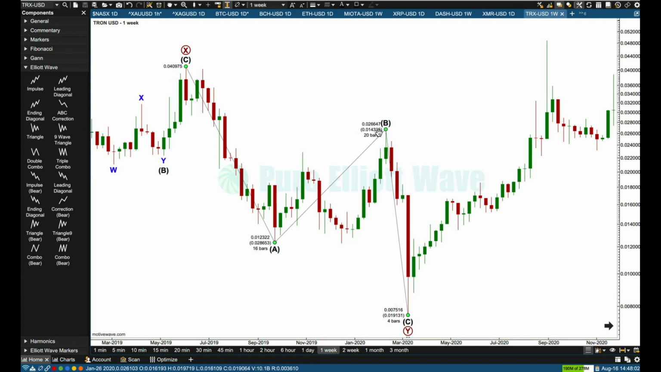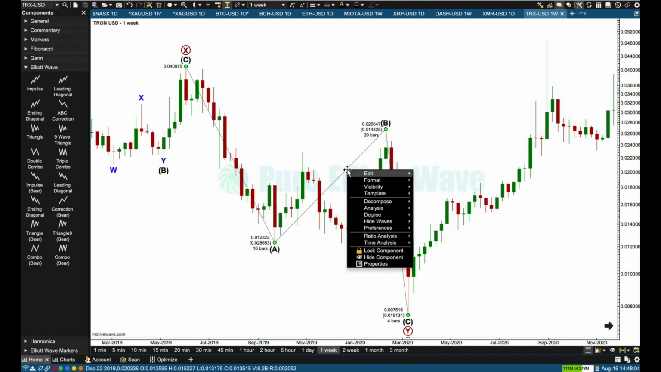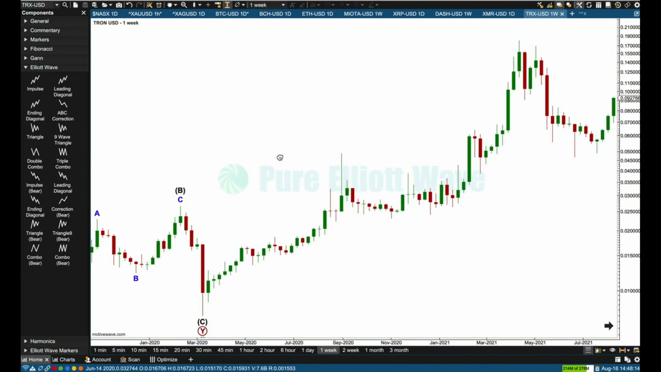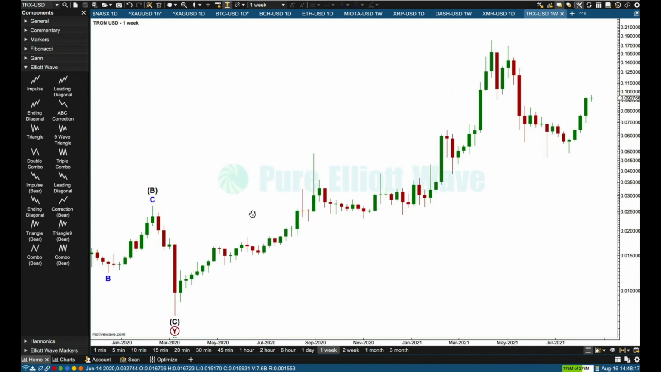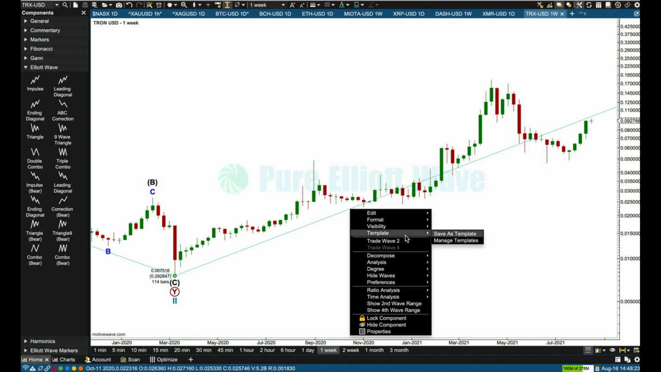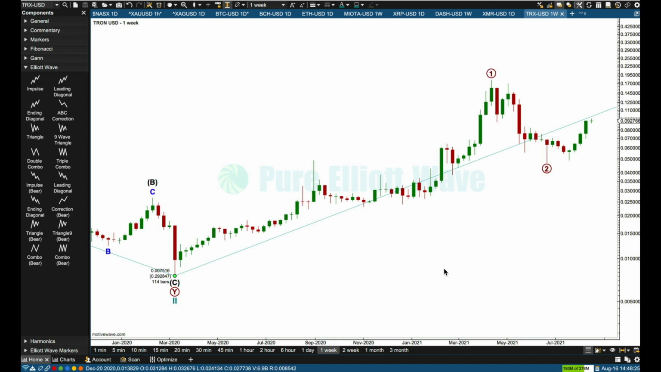That looks really good. B looks like a good looking flat correction. A regular flat or an expanded flat, depending on the length of B. I'd have to calculate that, but I don't want to spend time on that because it doesn't matter, because it meets the rules and it looks good. What about this?